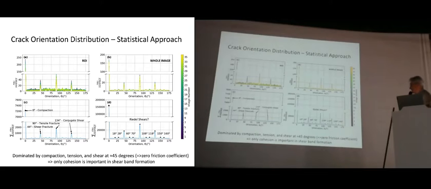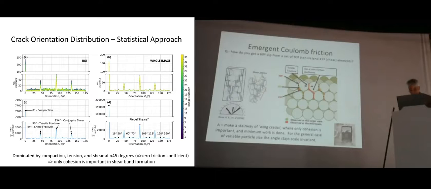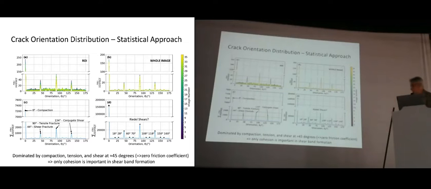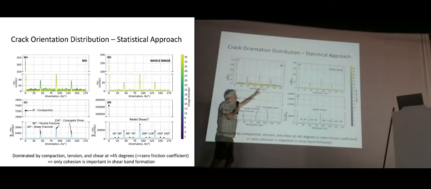Okay. Now we're going to look at the orientations of the fractures. The main one, most of the fractures are actually compaction, by number, maybe not by deformation or anything, but by number. Compaction, tensile, 90 degrees, dip, and then the two conjugate shear directions, and they're equally likely.